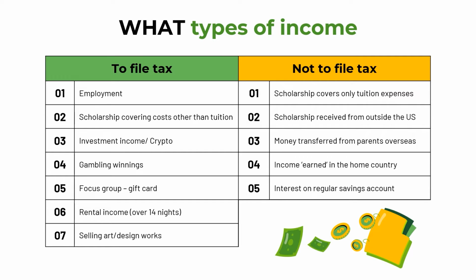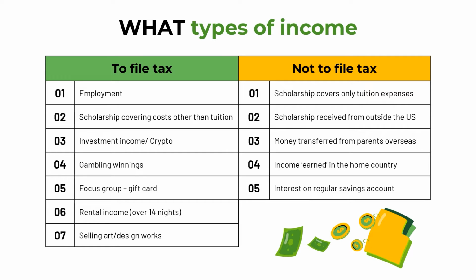Additionally, you may have a scholarship that covers expenses beyond your tuition, such as room and board or a stipend. Investment income, or cryptocurrency, also falls into this tax filing category. All of these income sources are considered reportable and require you to file a tax form.